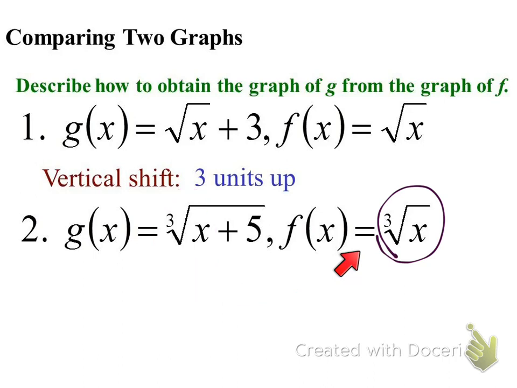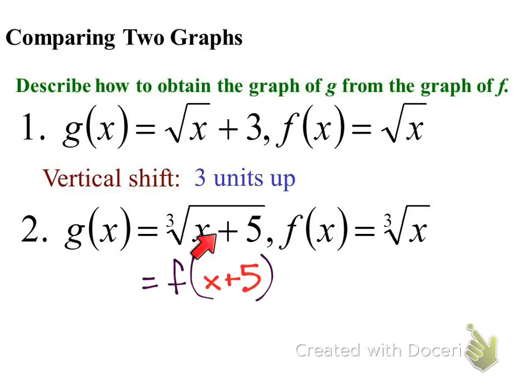X plus 5 is inside the function. So what I've got to do is, this is technically f of x plus 5. X plus 5 is being added first, and then it's taking the cubed root. This is how that would be written. So all the inputs are affected inversely. Instead of adding 5, inputs subtract 5.